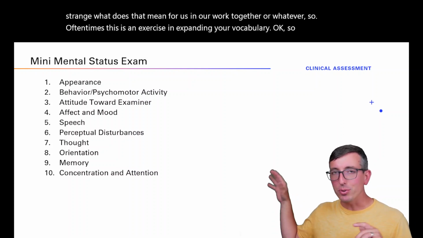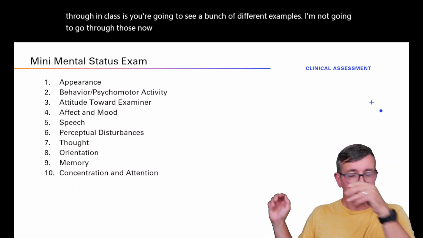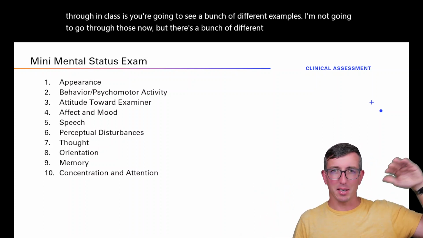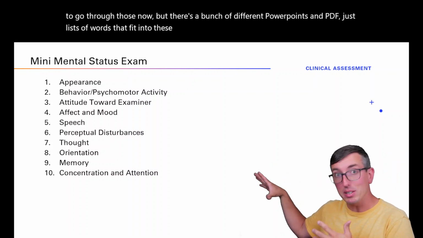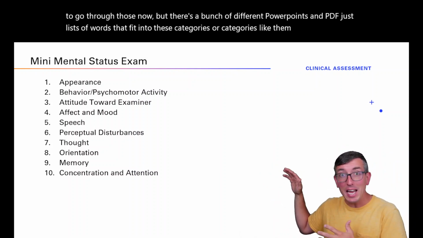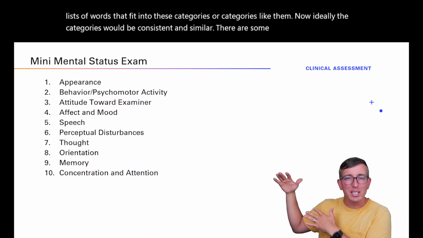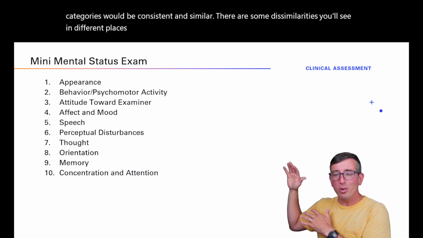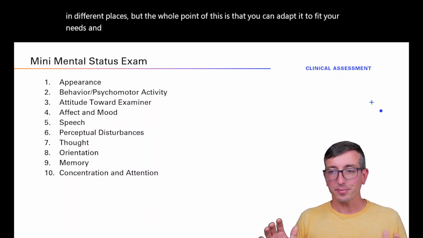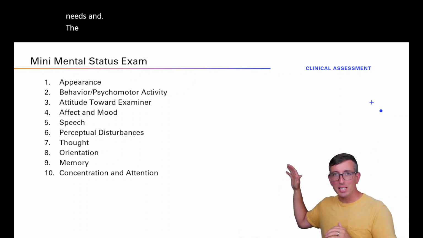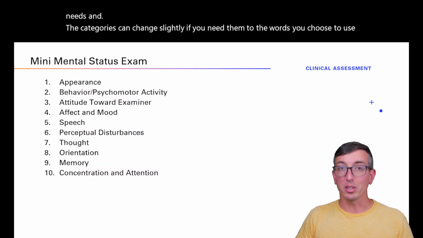What we go through in class is you're going to see a bunch of different examples. I'm not going to go through those now, but there are a bunch of different PowerPoints and PDF lists of words that fit into these categories or categories like them. Ideally, the categories would be consistent and similar. There are some dissimilarities you'll see in different places, but the whole point is that you can adapt it to fit your needs. The categories can change slightly if you need them to, and so can the words you choose to use and learn to use.